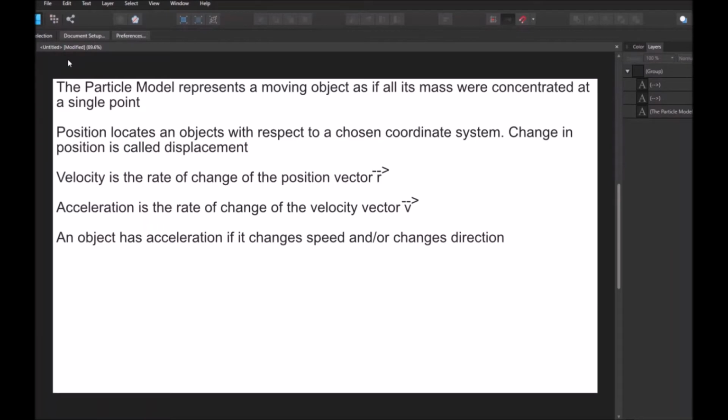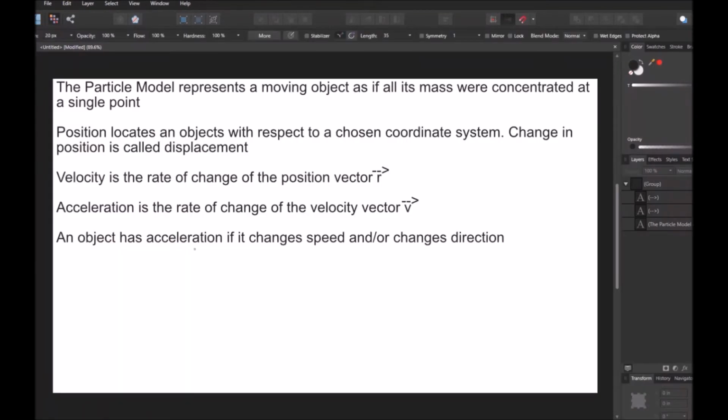So, some things you're going to want to know before you continue this video is that the particle model represents a moving object as if all its mass were concentrated at a single point. So instead of drawing a detailed picture of a car accelerating from rest, for example, all I have to do is draw it as a dot.